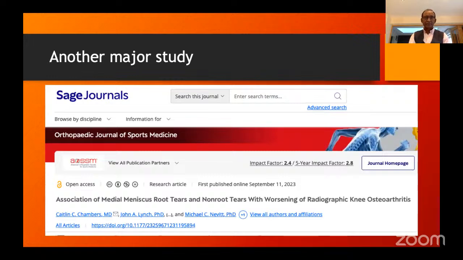There was another paper from 2023, and this also showed an association of medial meniscal root tears and non-root tears with worsening radiographs. This was a radiological study, and they found a statistically significant difference. In the non-root tears, they did not have accelerated arthritis, but in the meniscal root tears, the arthritis was accelerated. So I would recommend, I've got references at the end, which you guys can look at.